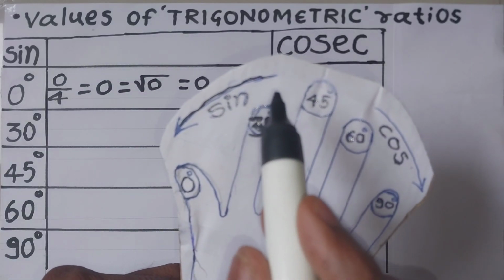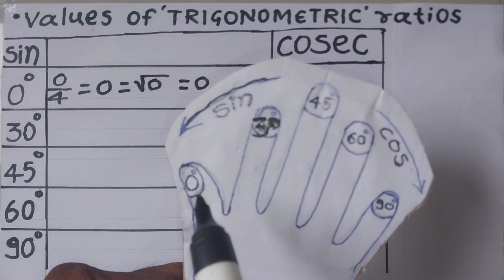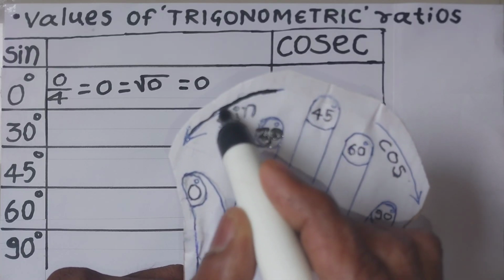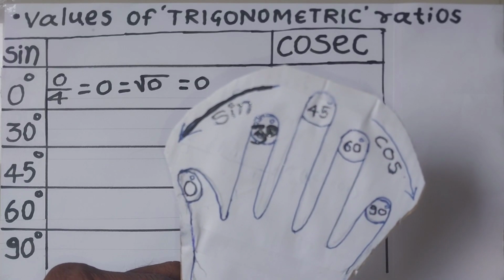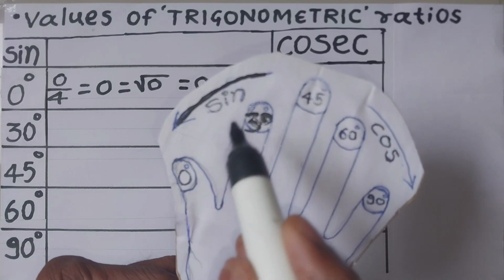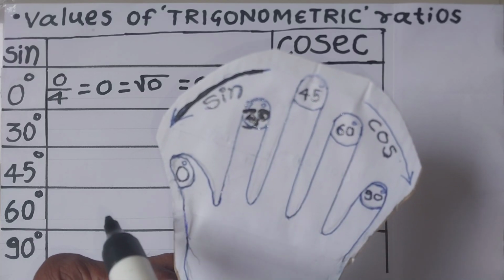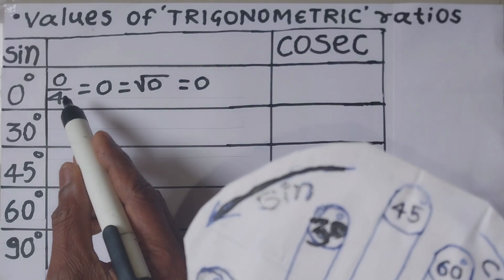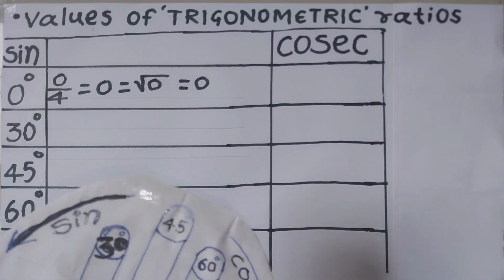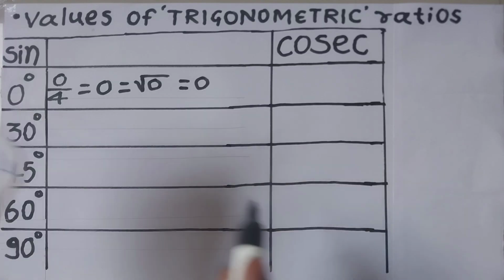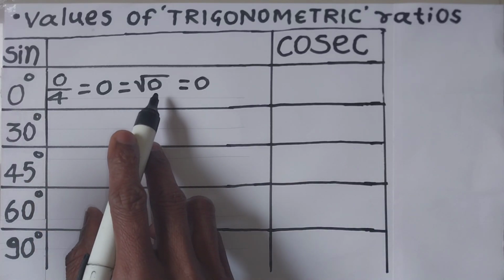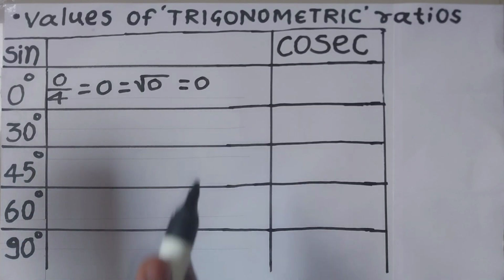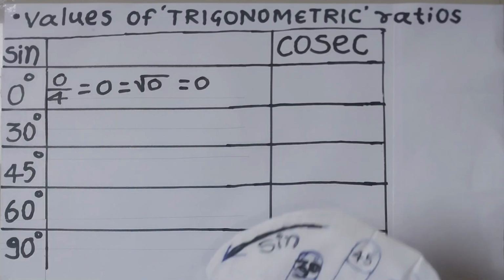Look here, when we take any angle, now here sine 0, we go left or anti-clockwise. On the left side of the thumb there is no finger, so we write 0 upon 4. Always write denominator 4. Therefore 0 upon 4 is equal to 0. Then the square root of 0 is 0. Then sine 0 degree is 0.